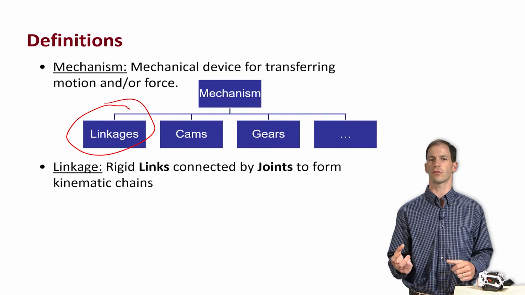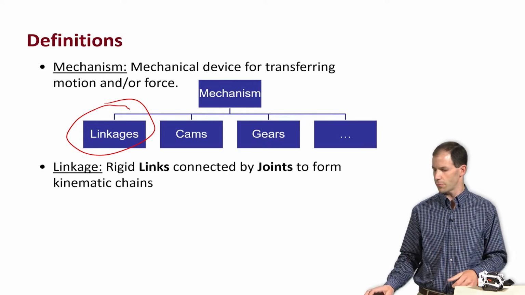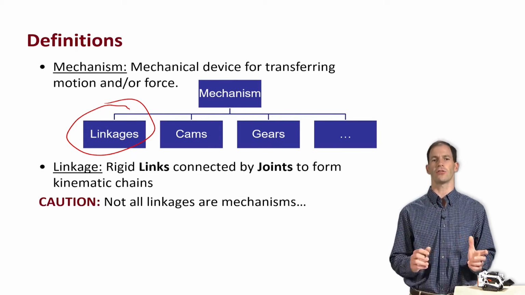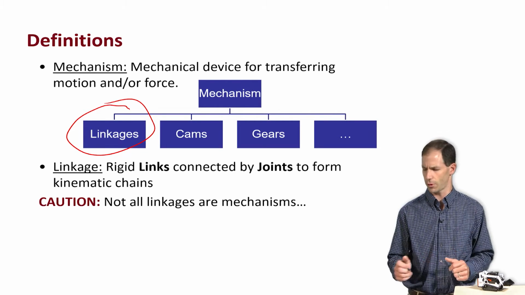So I have rigid links connected by joints. So what are links and joints? Well, that's where we're going. But before we get there, let me just add a caution here, and that is that all linkages are not mechanisms. Well, what do I mean by that?